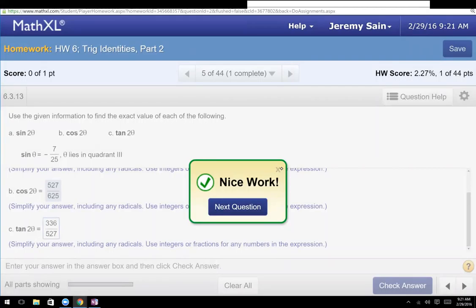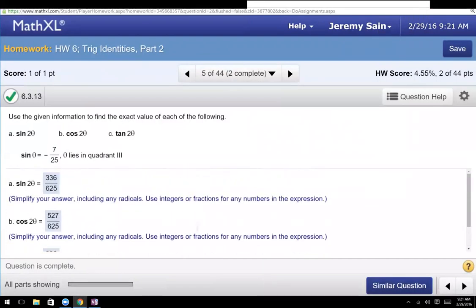Cool. Does it make sense that the answers are all positive? So we started off in quadrant 3. If we double the angle, well, quadrant 3 is from 180 to 270. So doubled would be from 360 to 540. So it has to wind up either in quadrant 1 or quadrant 2, I guess. But anyway.